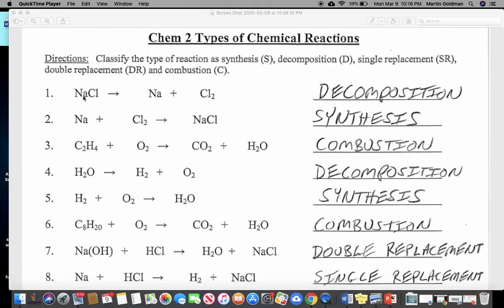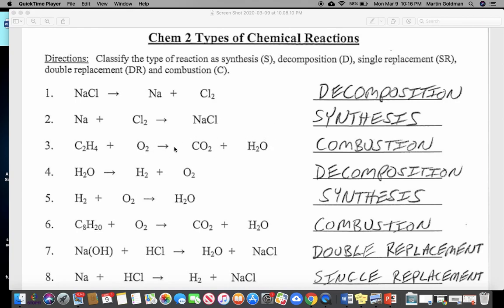So the first one in our worksheet, we have NaCl breaking up into sodium and chlorine. So jeepers, it's breaking up, so that must be decomposition. And look, number 2 is we have the same 2 guys, sodium and chlorine, now coming together to form 1 thing, which is synthesis.